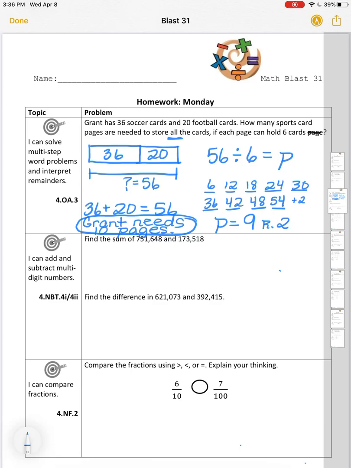I can add and subtract multi-digit numbers. Find the sum of 751,648 and 173,518. The key vocabulary term here is sum. The sum is the answer to an addition problem. So I'm going to take my 2 add-ins and add those together.